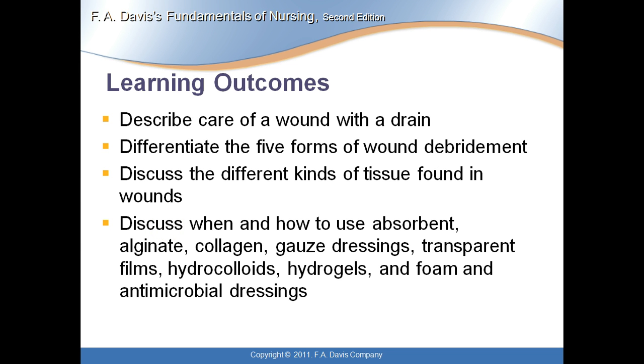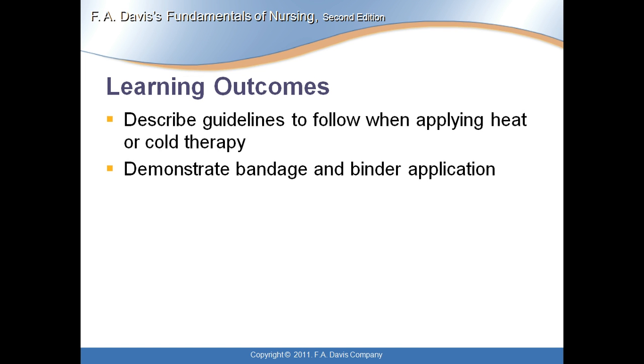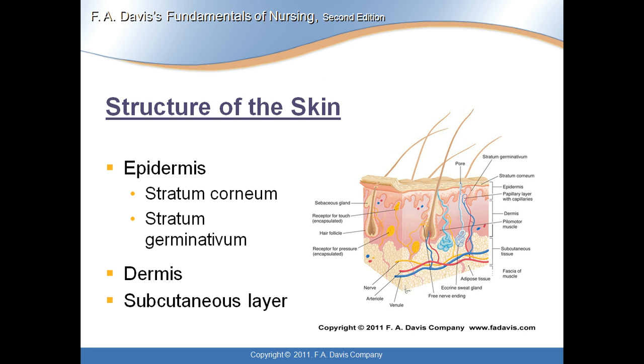And we also have described care of a wound with a drain, differentiate the 5 forms of wound debridement, discuss the different kinds of tissue found in wounds, discuss when and how to use absorbent, alginate, collagen, gauze dressings, transparent films, hydrocolloids, hydrogels, and foam, and antibacterial dressings. And finally, we have described guidelines to follow when applying heat and cold therapy and demonstrate bandage and binder application. And so there's a lot. So the next slide, we have structure of the skin, which is epidermis, dermis, and subcutaneous layer.